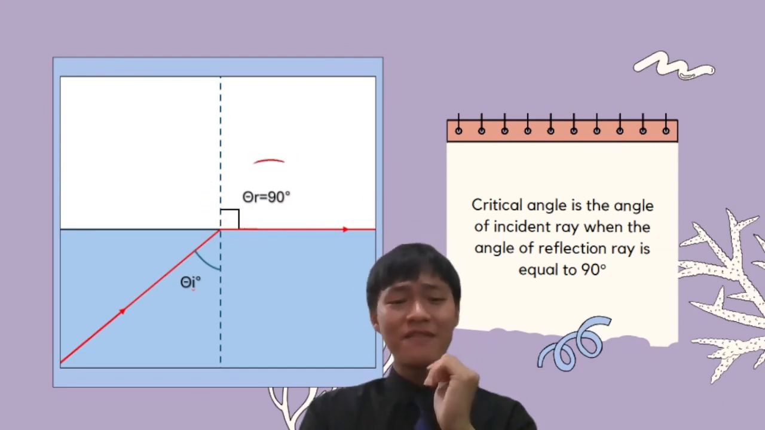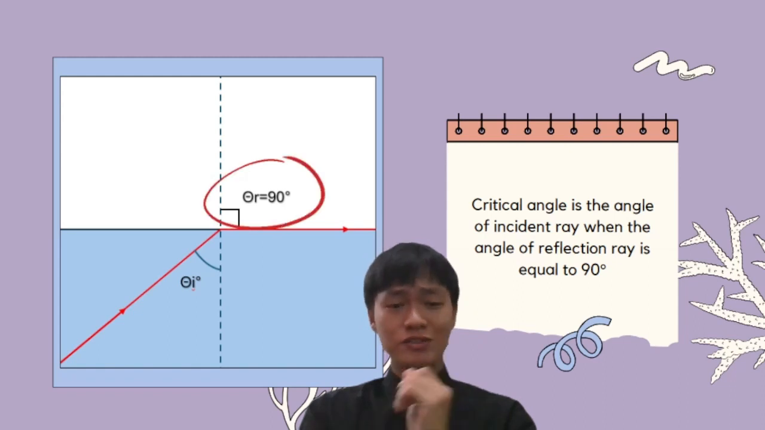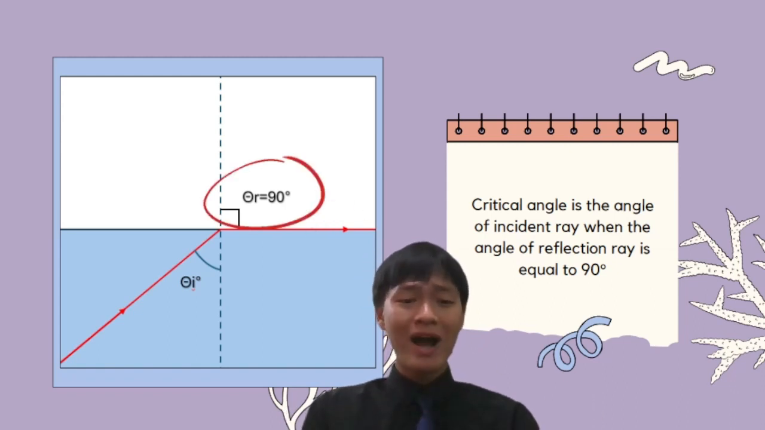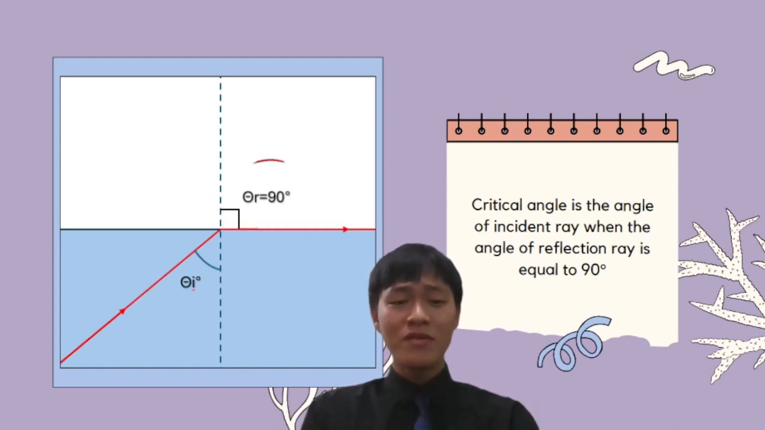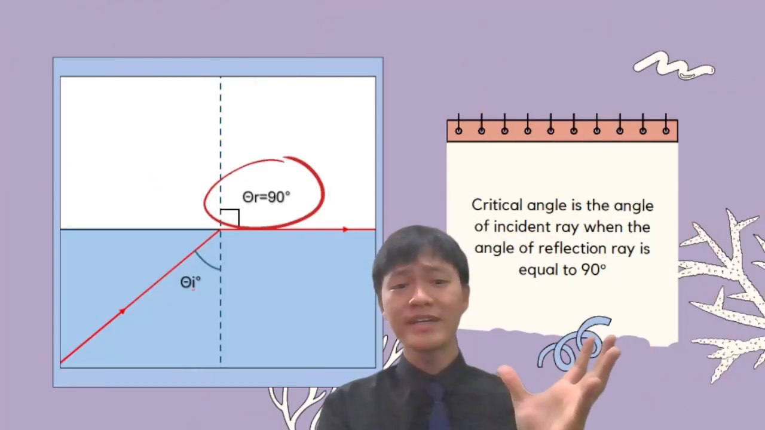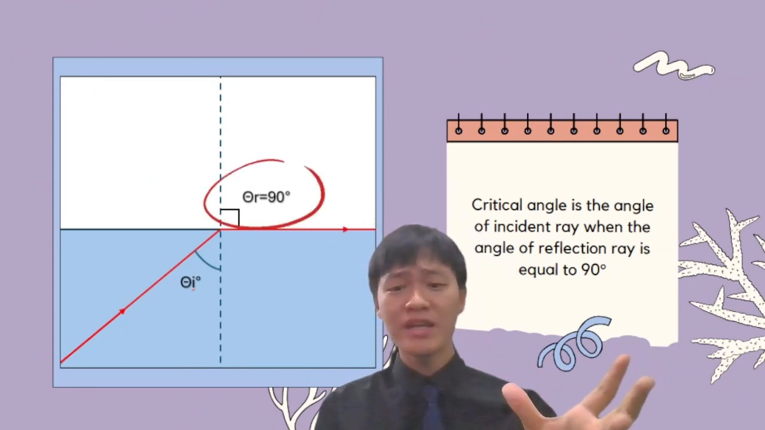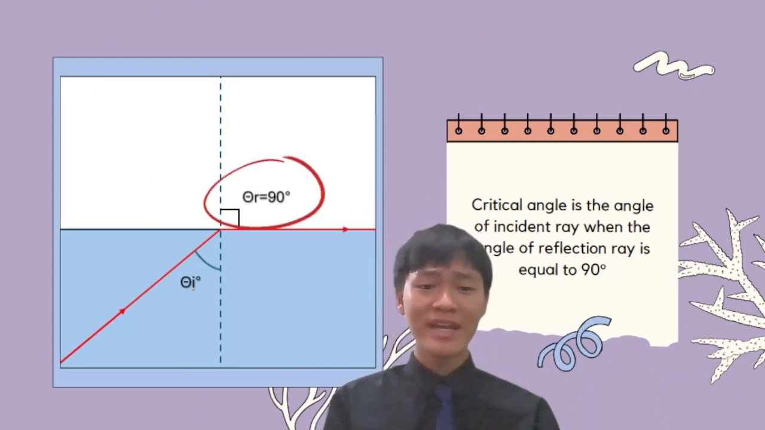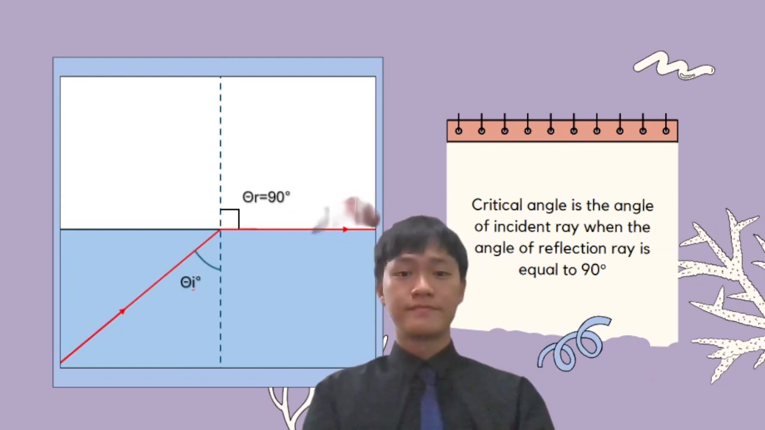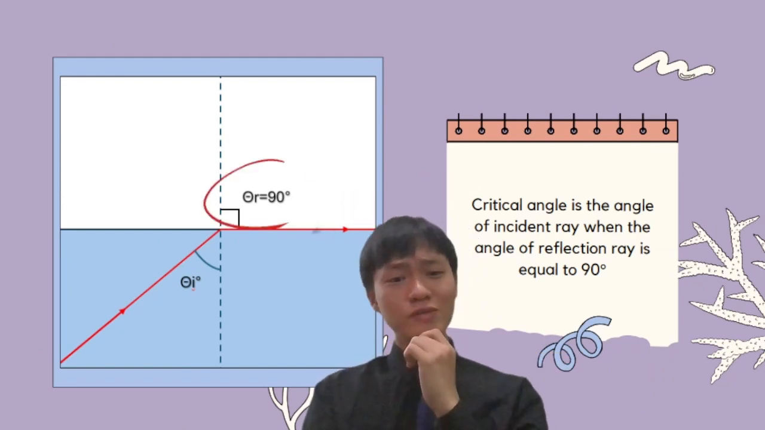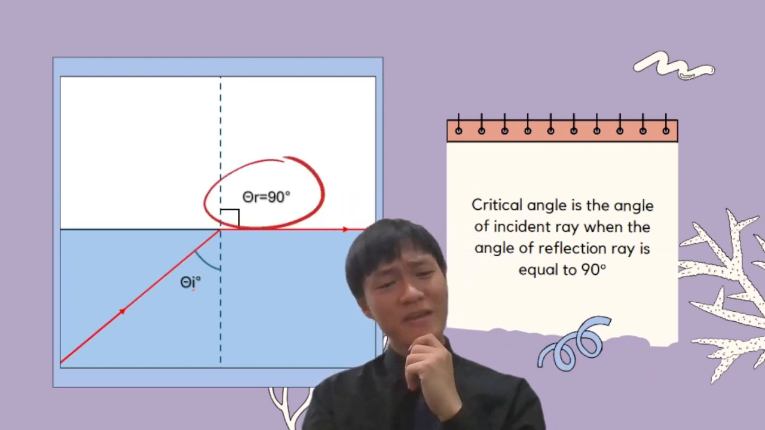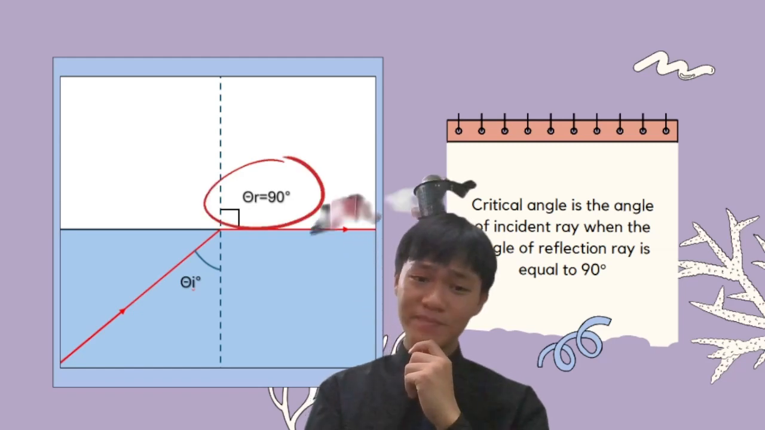Let's see the definition of critical angle so we can figure out why total internal reflection doesn't occur in the last example. What is the critical angle? The critical angle is the angle of the incident ray when the angle of the refracted ray is equal to 90 degrees. So, is this critical angle important to total internal reflection?